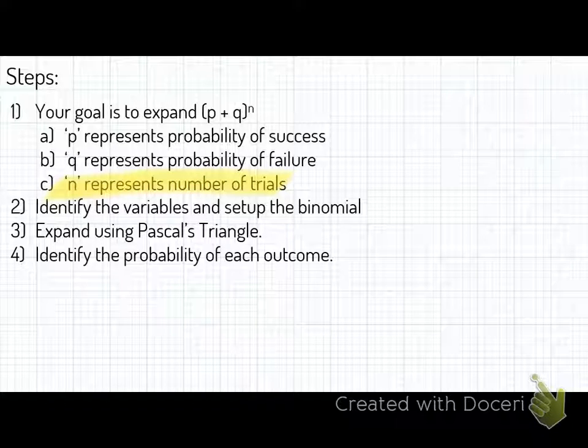And then n represents the number of trials. So when I flip the coin, how many times was I going to flip it? 3 times, right? Okay, so we're going to identify these things, use Pascal's, and then we're going to identify the probability of each outcome, okay? So this will take a little bit of math work, but then I'm going to show you the concept too as I go, okay? So number 1, each problem will take a little bit longer, so I'll only show you a couple problems here today, okay? Here we go.